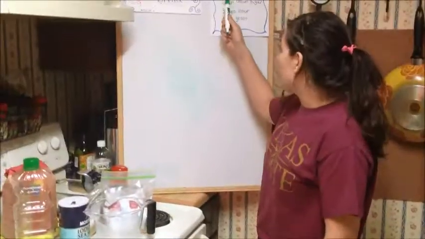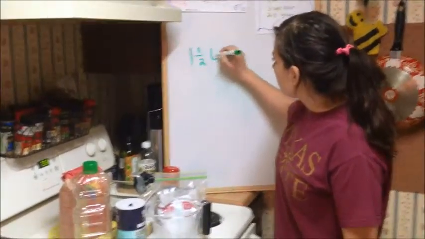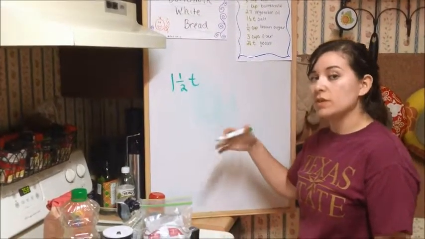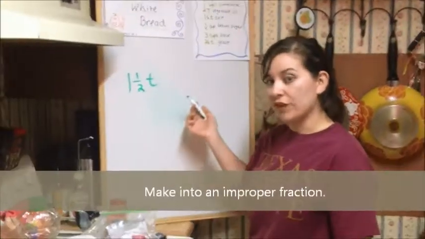Okay, now we're going to do our 1½ teaspoons of salt. Little t for teaspoon. So in order to multiply this times 2 in the easiest way, you're going to want to make this mixed fraction into an improper fraction.